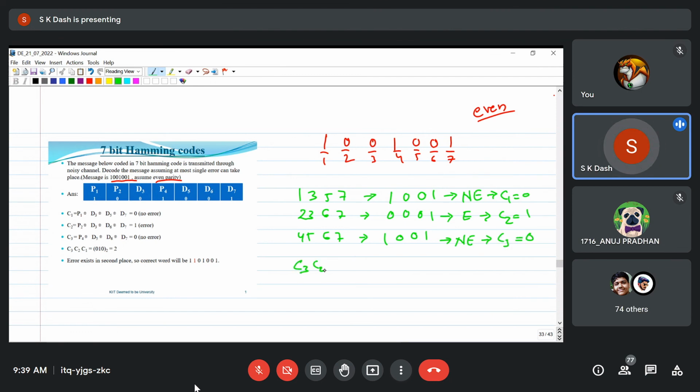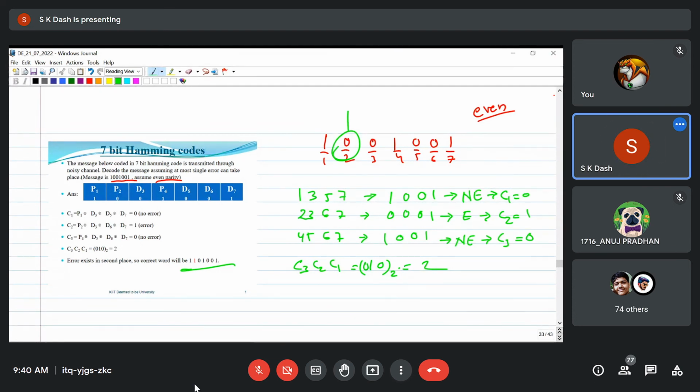So next I will write C3, C2, C1, which will be 0, 1, 0. Decimal equivalent is 2. So error takes place in this second position. It needs to be rectified. So it has to be 1. So message will be 11010001. Is it clear?